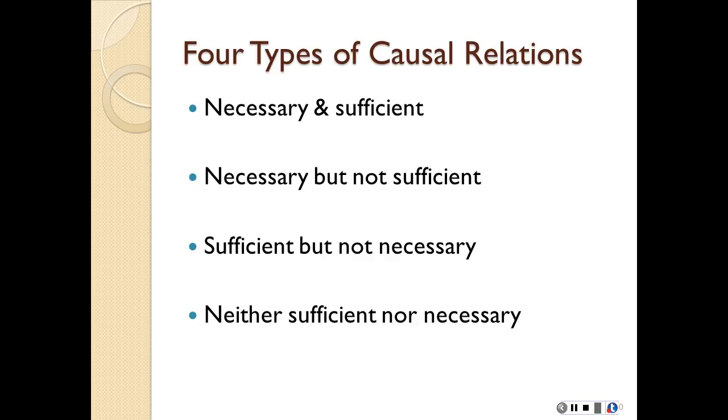Can you repeat that? Yes, I can. So if a factor is necessary and sufficient, having that factor present is the only thing you need to have in order to develop the disease. And if that factor is present, you definitely will develop the disease.